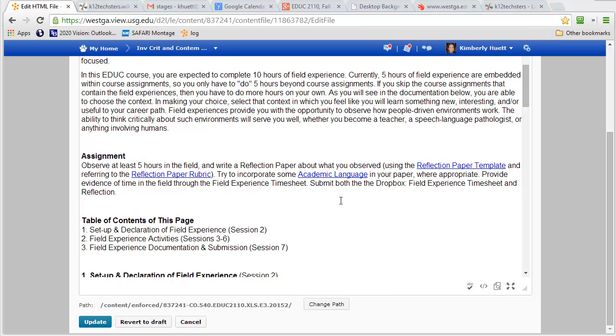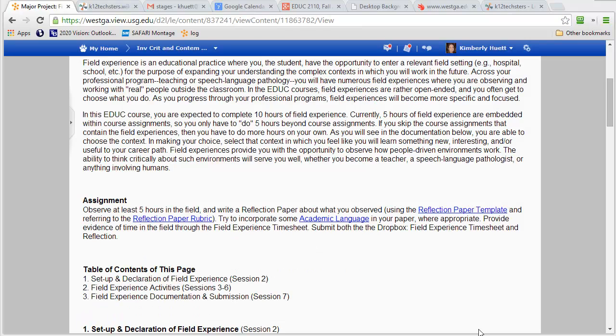Okay. So while you were on pause, I came in and revised the assignment so that now you do have access to the academic language documents in here. Kind of skim through those. Depending on your content area, that language is different. The reflection paper rubric is here. It sort of corresponds with the paper template. Let me know if you have any questions.